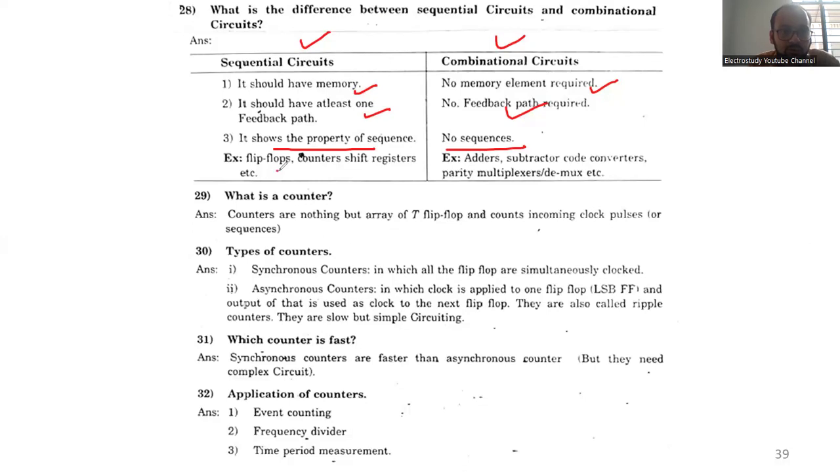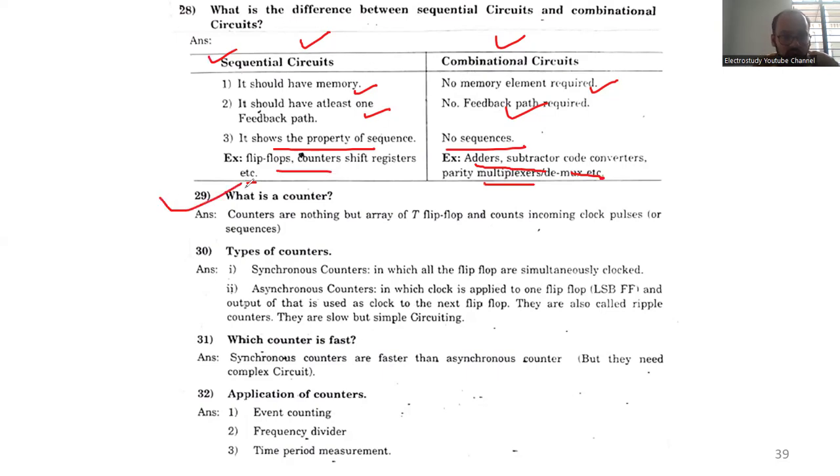Examples of sequential circuits: flip-flop, shift register, etc. belong to sequential circuits. In combinational circuits, there is no sequence, as I told you: subtractor, adder, code converter, then multiplexer, mux circuit, etc. all belong to combinational circuits. Please make a note of this. So flip-flop, latch, shift register all come under sequential circuits, whereas half adder, full adder, then BCD to XS3 code converter and vice versa, Gray code to XS3, all belong to combinational circuits.